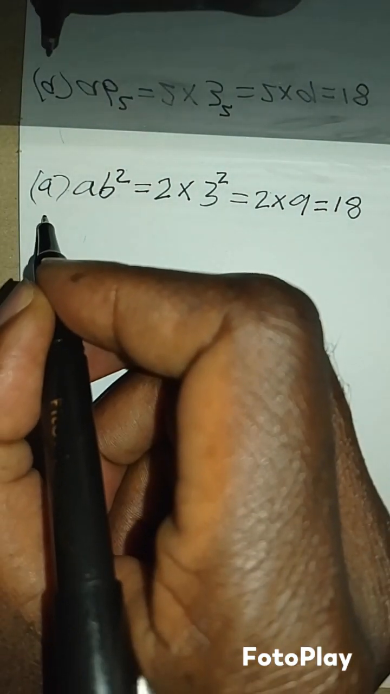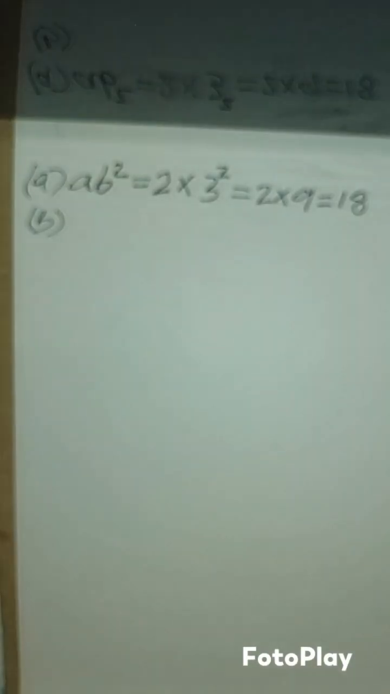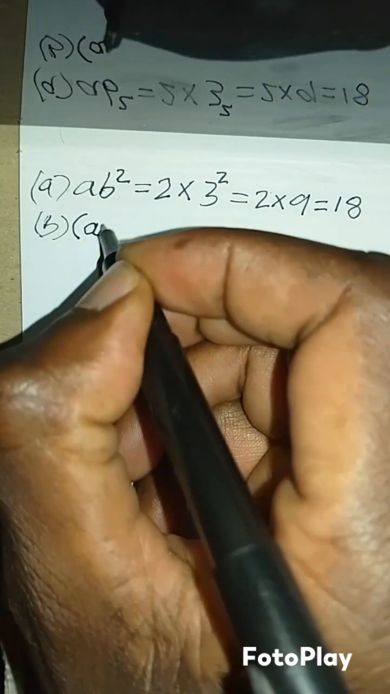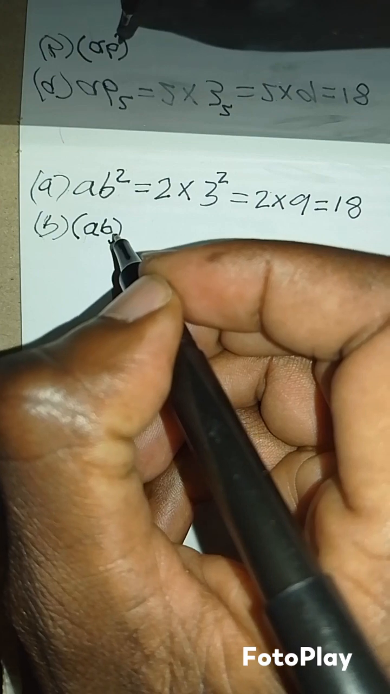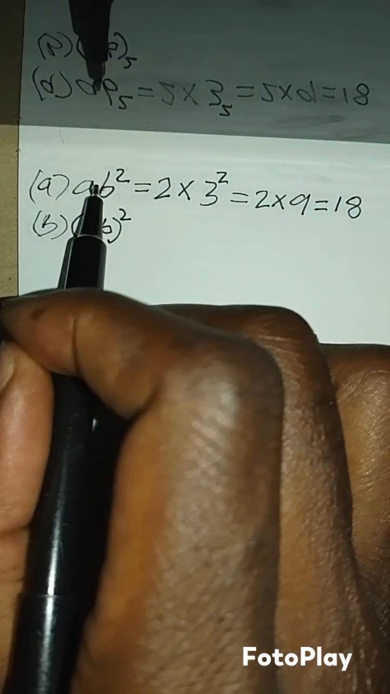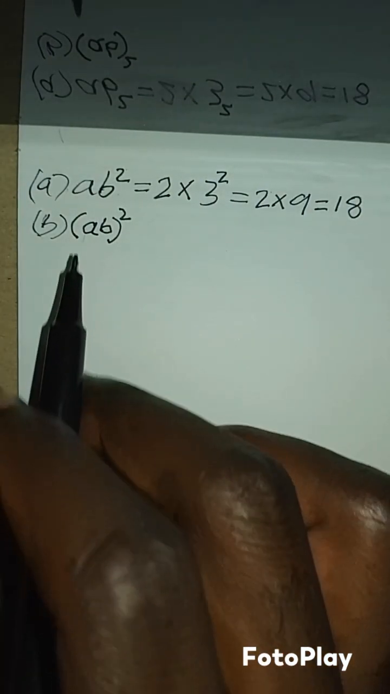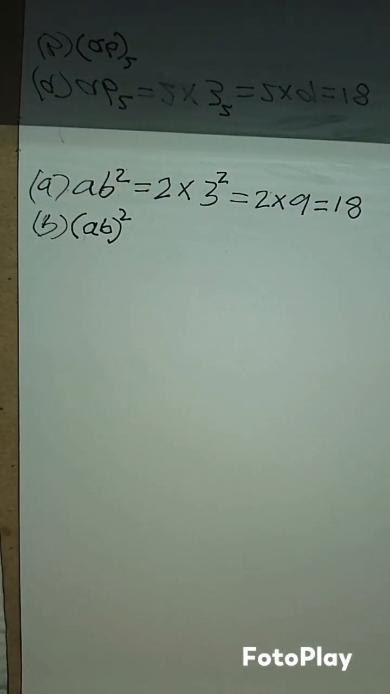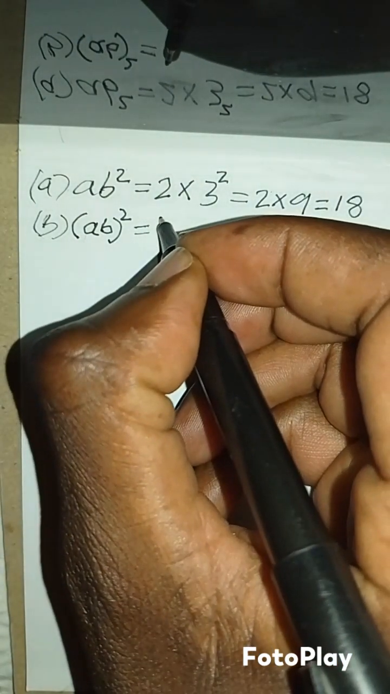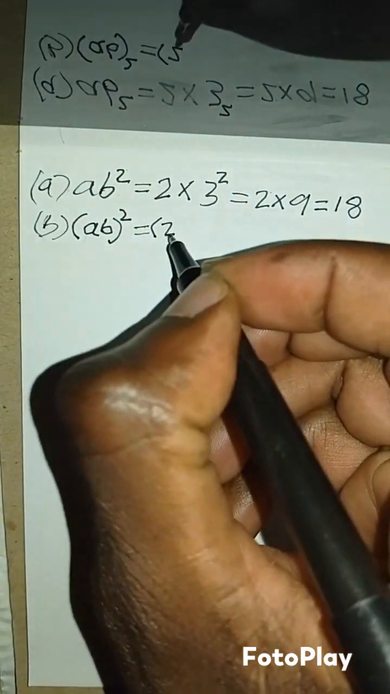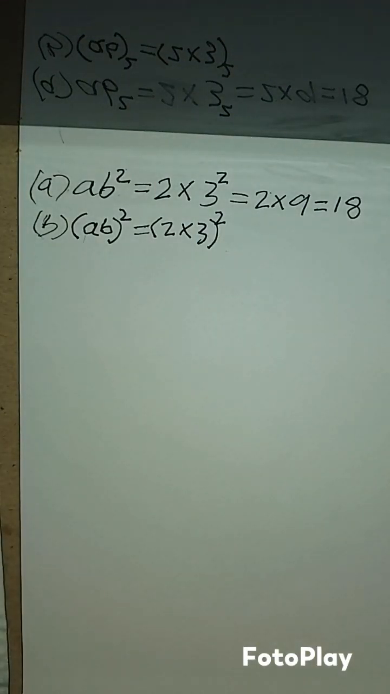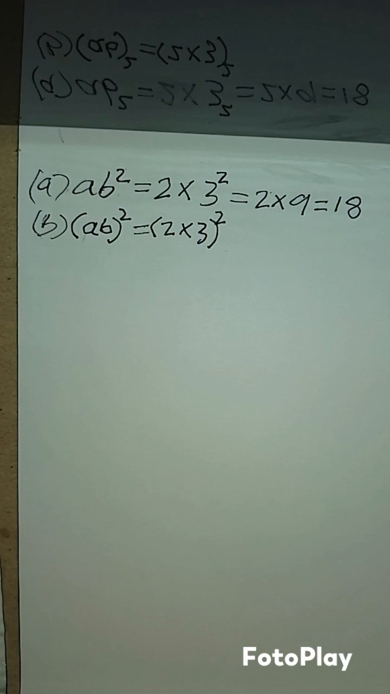Let's move on to B. It says, open bracket, A, B, close bracket, to the power 2. Again, this equation is different from the first one, from letter A. But most students, if you just check like this, almost see it's the same, but it's exactly very different. They're not the same. So you will say it is equal to open bracket, we knew A is 2 times B is 3, close your bracket, to the power 2.